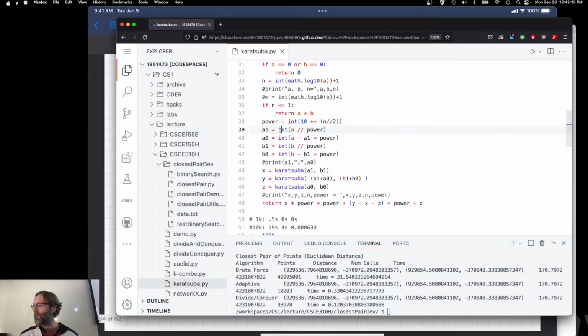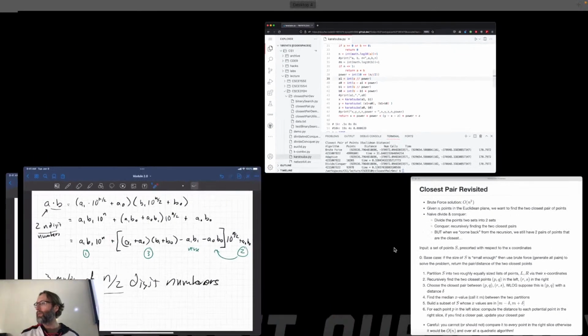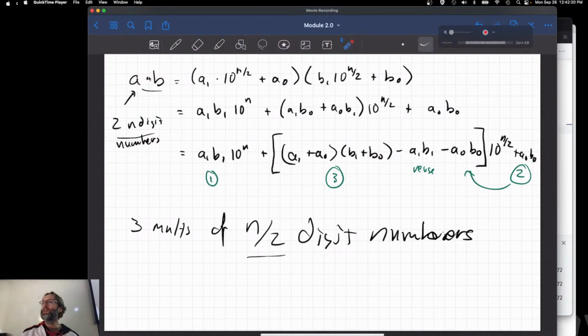We had that somewhere in our notes here. There we are. So we split up these two large n-digit numbers into a1 times 10 to the n divided by 2 plus a0, which is the lower order digits, with a1 the higher order digits. We did the same thing for b. And then we split those up into a1 b1 multiplied by 10 to the n, and so on, and then we multiplied these together, and then we use that identity so that we could reuse those multiplications.